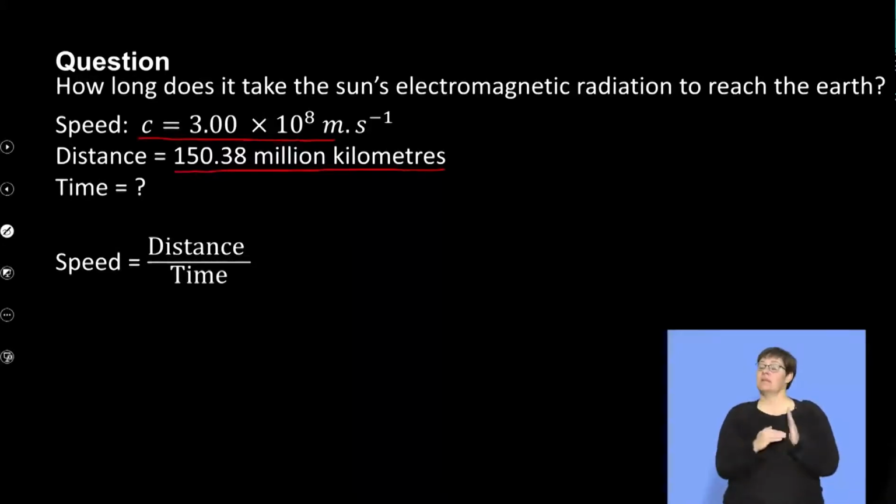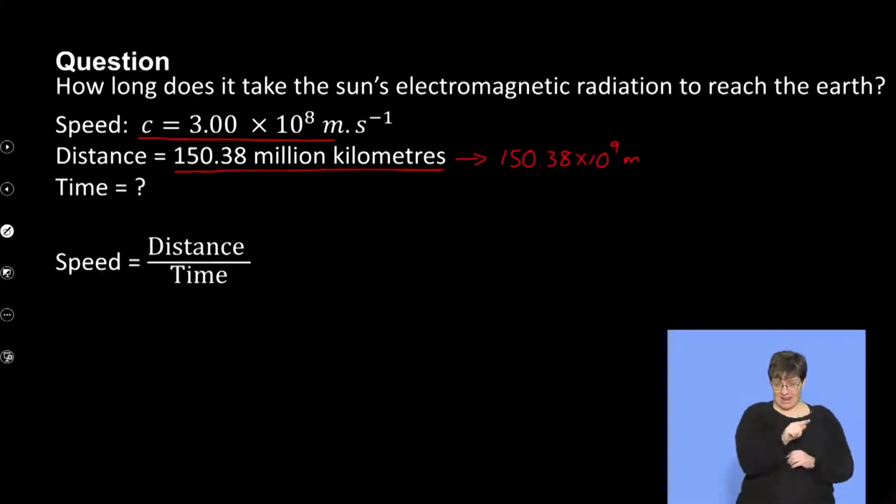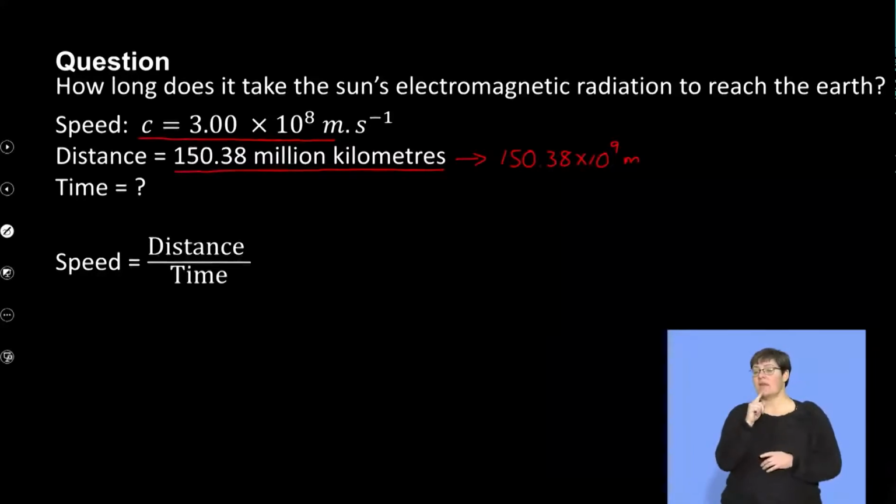So this converted into meters will be 150.38 times 10 to the power of 9 meters, because we are converting first the million prefix to scientific notation, which is 10 to the power of 6, and then we are converting the kilometers to meters, and there are obviously 1,000 meters in a kilometer, so it's another 10 to the 3, which gives us 150.38 times 10 to the 9 meters. Now we're looking for the time, so we're going to have to use our formula.